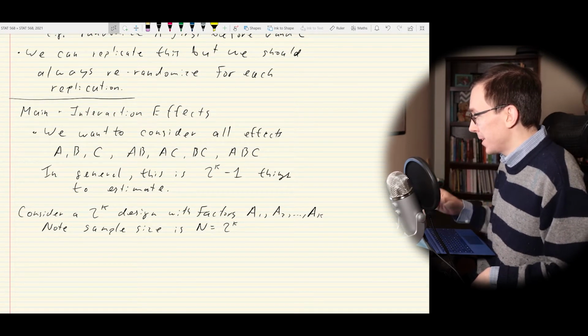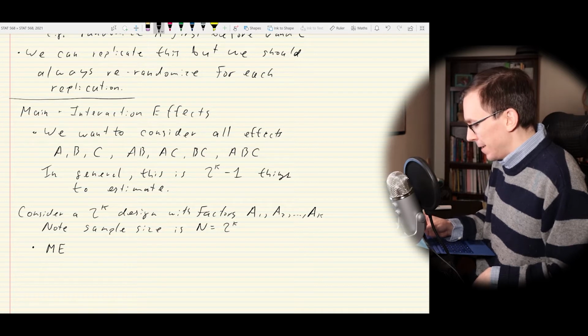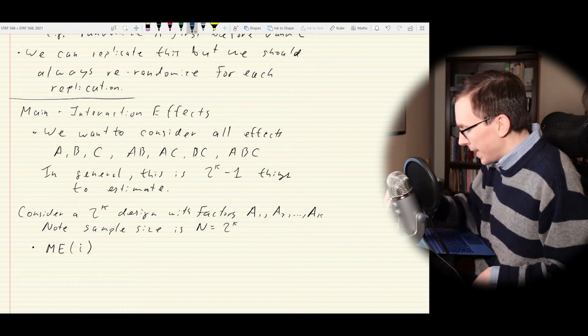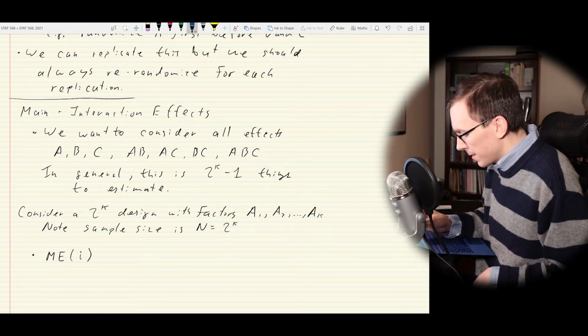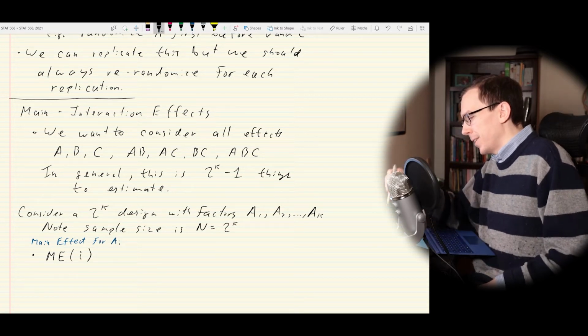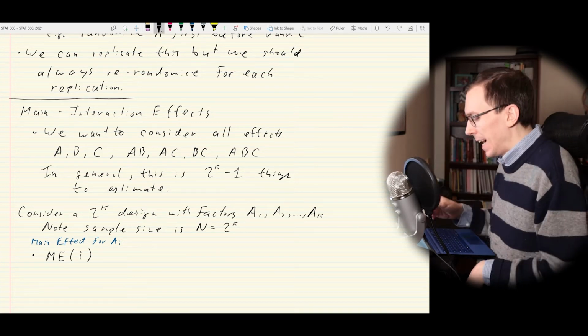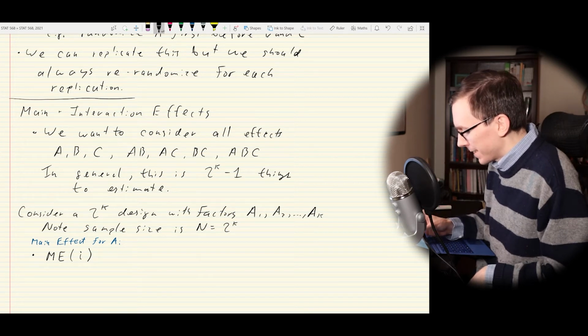Now what we can do is write down the main effect, ME for main effect of, let's say, factor I. So maybe I'll put that in blue here. Main effect for AI. Because I'm indexing the factors 1 through k, I'm not going to write A in there. I'm just going to say I for the ith factor that we're testing.